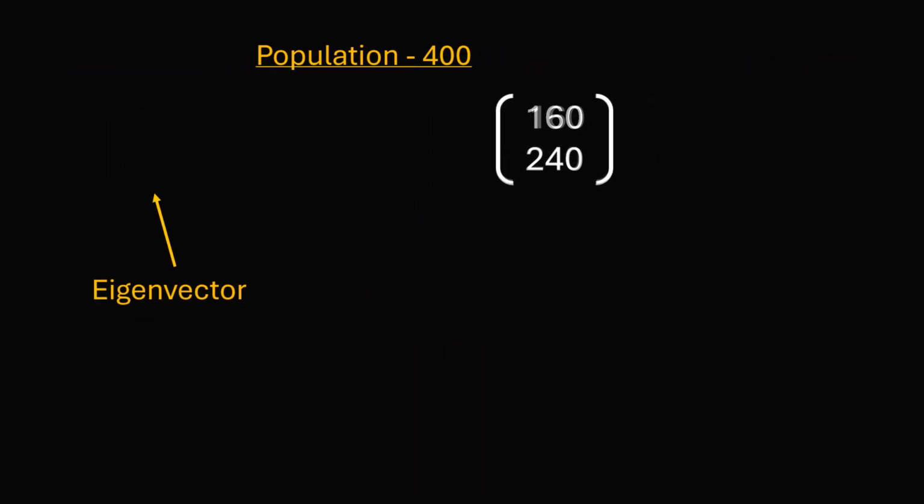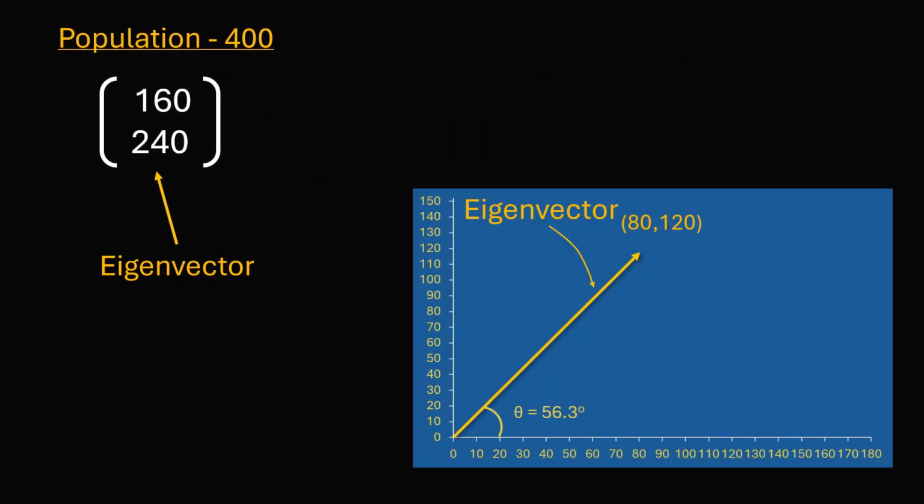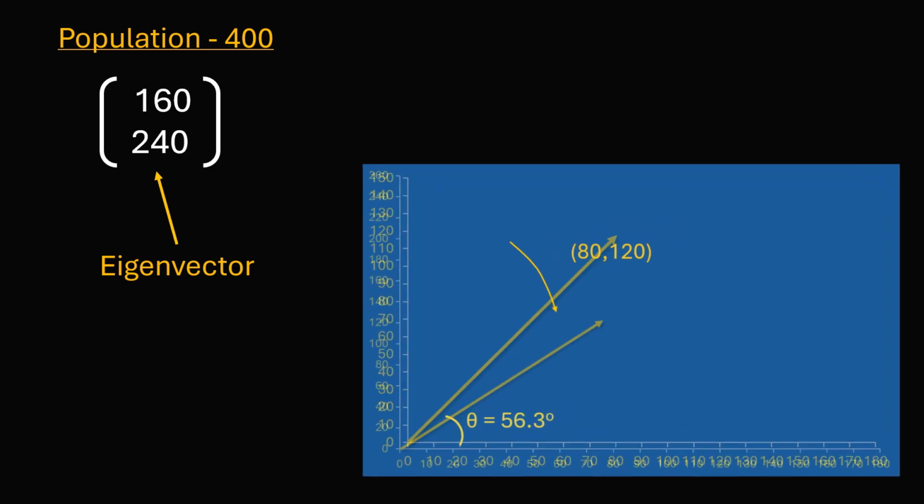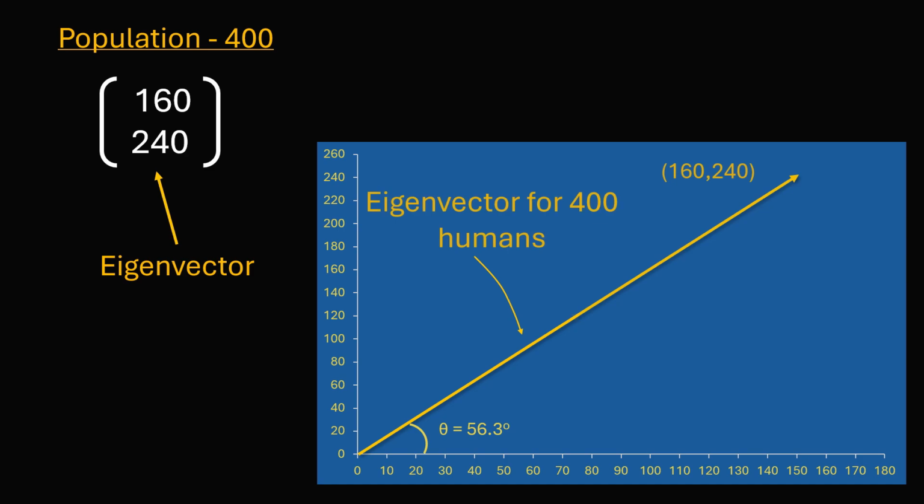So let us plot this new eigenvector for 400 people. Let me adjust the scale of the graph. Let me call this the eigenvector for 200 people. Let's write down the angle it makes with the x-axis. So the angle is 56.3 degrees. Now the eigenvector for 400 humans will look something like this, with coordinates of 160 and 240. So you see, it only scaled along the same line or in the same direction. It did not change its direction with respect to the x-axis. It has the same 56.3 degree angle. So an eigenvector is one which only scales along the same line of action and does not change its direction.